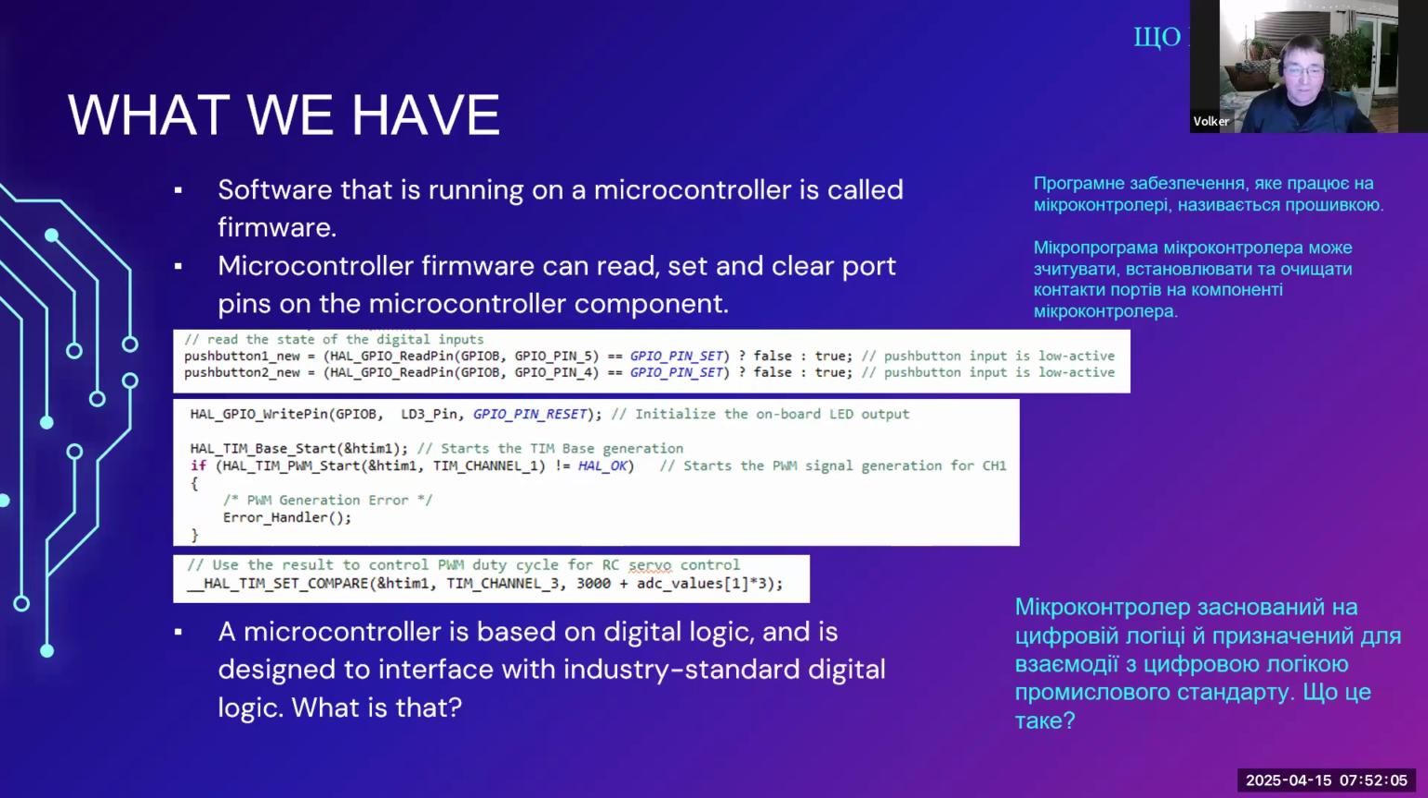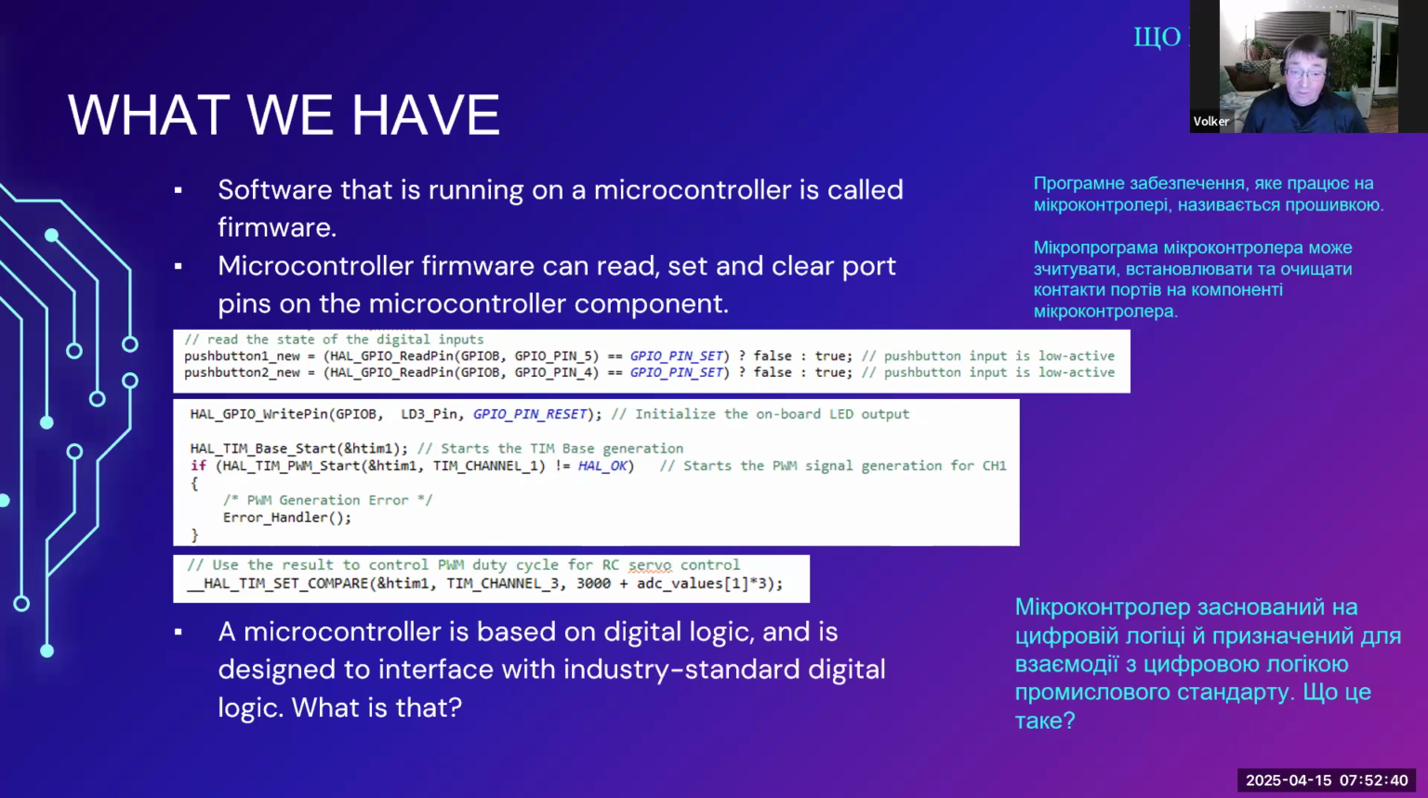The second example is an example where I'm writing a pin. I'm again using the HAL functions, the hardware abstraction layer functions, where I am writing to an LED output. And I'm starting the timer peripheral to prepare for starting of a PWM output. PWM is pulse width modulation. It is usually being used for motor control in some form.